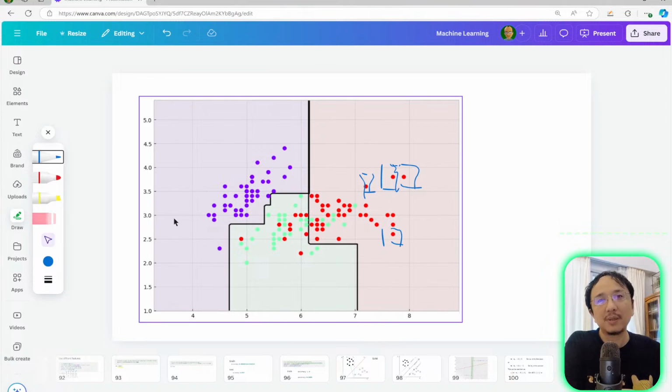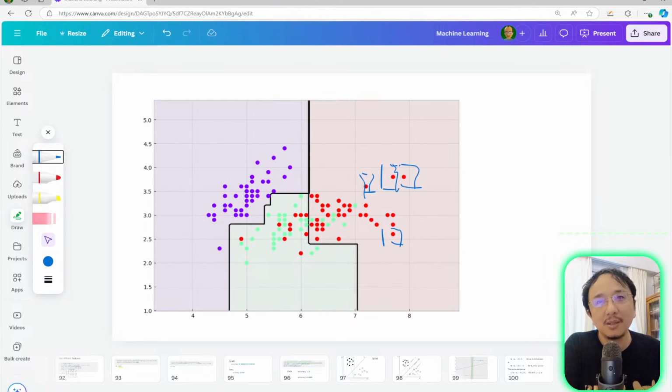Okay, I'm losing my cursor. I cannot see my cursor.